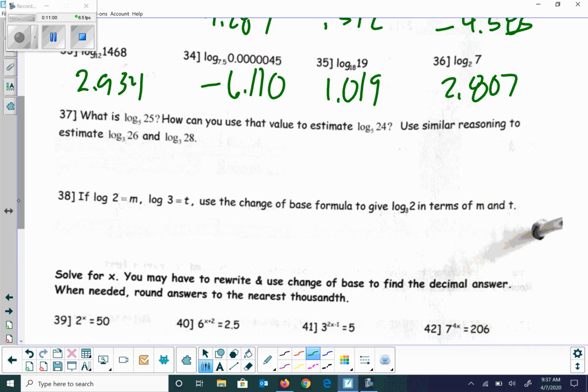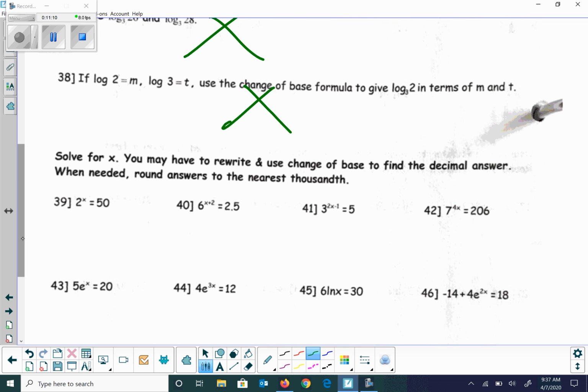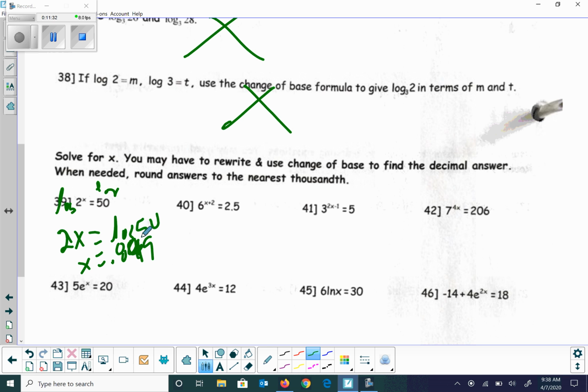Cool. I would skip this one, and then solve for x. So I'm going to do log of both sides. So I'm going to get 2x equals log 50. So log 50 divided by 2 is x equals 0.849. That's a 4. Sorry about that.